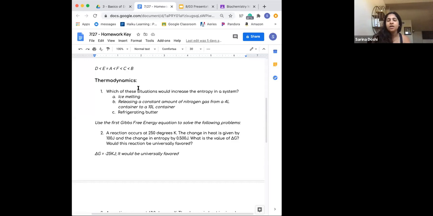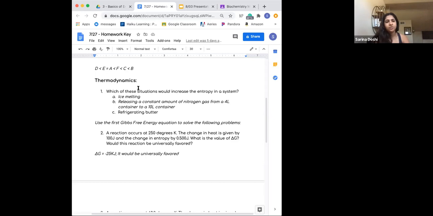Then we have B, releasing a constant amount of nitrogen gas from a 4-liter container to a 10-liter container. So the key word here is the constant amount. Because the amount remains constant, we're increasing the amount of space that it's allowed to take up. So as we know, if you were to transfer a gas from one container to another, it would still expand to fill up the entire container, regardless of the size or the shape or the structure of the container. So that is why by giving it more room to spread out, you are increasing the entropy.